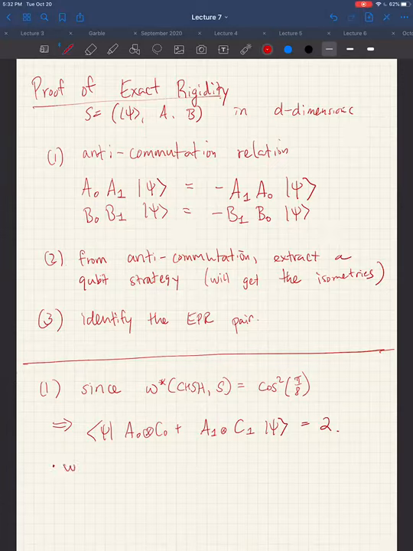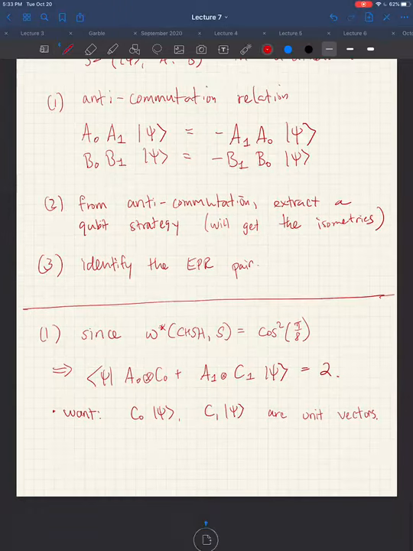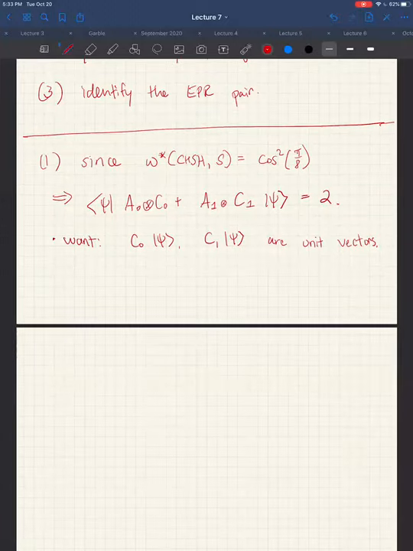The first thing I want to argue is, remember that C0 and C1 are linear combinations of the B0, B1s. You don't know immediately that C0 and C1 are observables or even unitaries, right? So we first want to establish that they are in fact unitary. We want to know that C0 and C1 times the state are unit vectors, which we don't immediately know off the bat. So let's see.